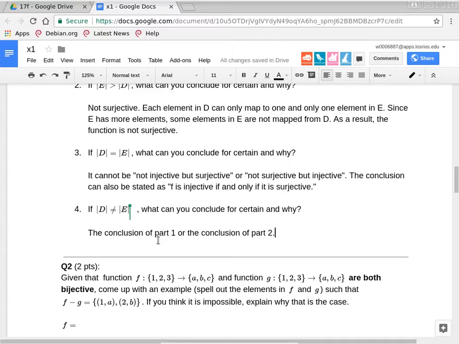Because when A does not equal B, what does it mean? It means A is greater than B or A is less than B. Does that make any sense? But that's exactly what part 1 and part 2 are really about.